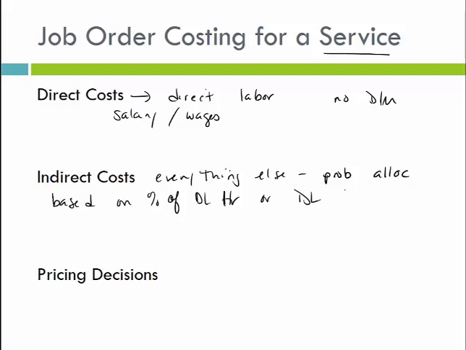similar to what we saw in the manufacturing overhead. So it's the same process as that predetermined overhead rate that we did with the manufacturing. So you'll estimate your cost ahead of time. You'll estimate the amount of direct labor hours or direct labor dollars and come up with a rate that way.